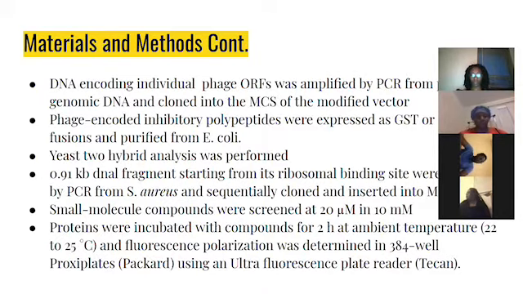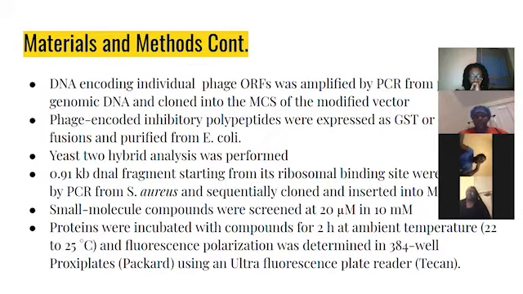DNA encoding individual phage ORFs was amplified by PCR from phage genomic DNA and cloned into the MCS of the modified vector. Phage-encoded inhibitory polypeptides were expressed as either GST or His6 fusions and purified from E. coli. Yeast two-hybrid analysis was performed, and T antigen and lamin C were used as controls for the autoreactivity.